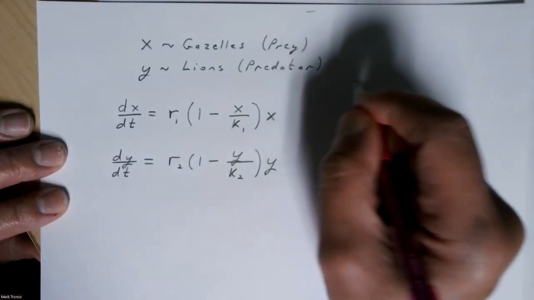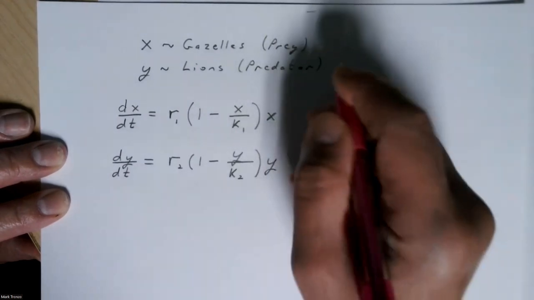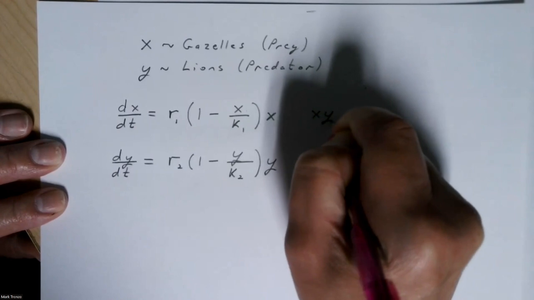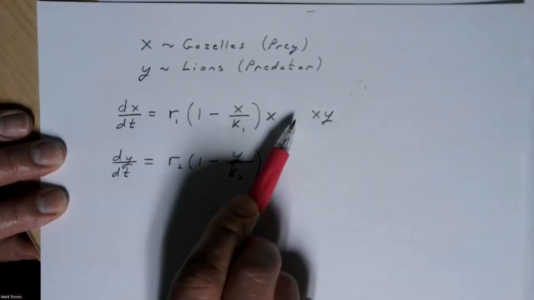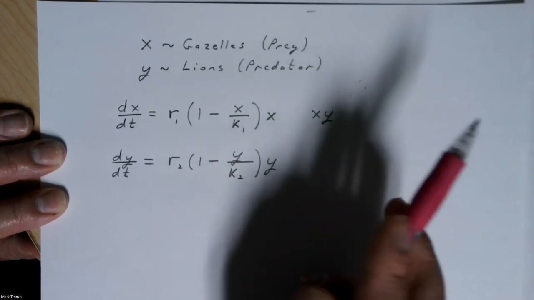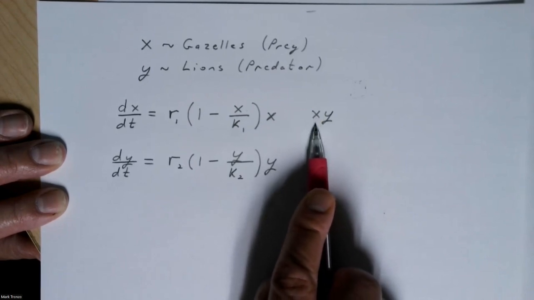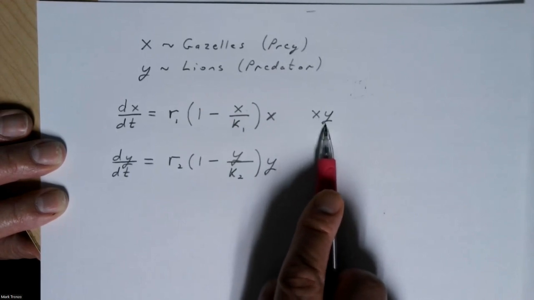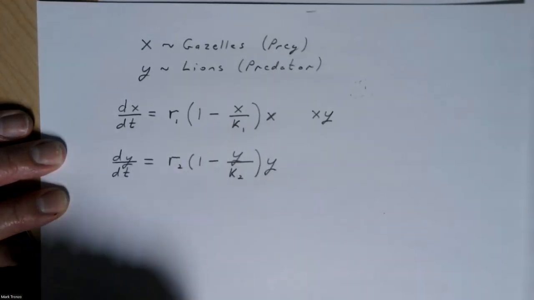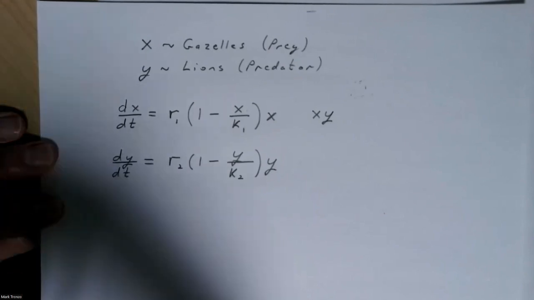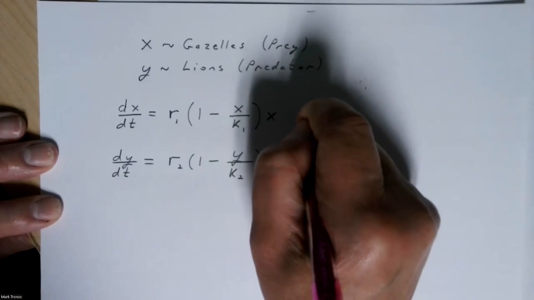So therefore, and let's just leave a space here for the moment. Therefore, the number of gazelles that are going to be consumed by the lions depends upon the number of lions and the number of gazelles. So we can represent that as x times y, like this. But that's going to have to be times some constant. And for the moment, let me just call that C1.